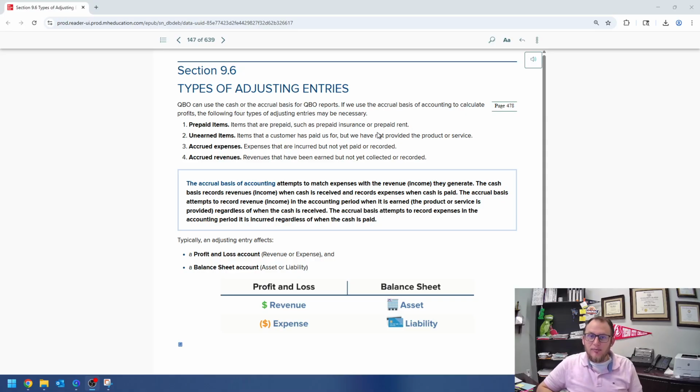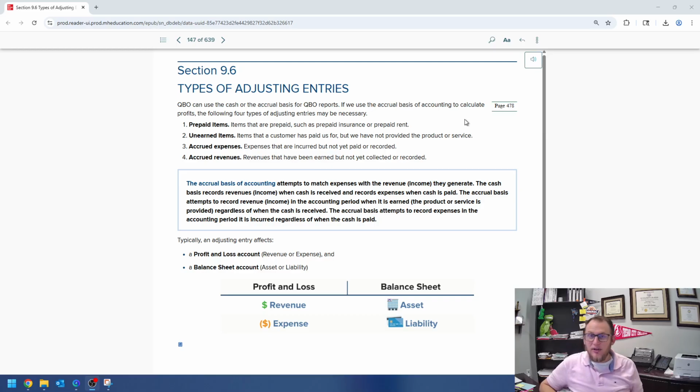So when it comes to adjusting entries in the accrual method, that's where we're going to see some of these prepaid items, the unearned items, and these accrued expenses and revenues. So the prepaid items are a lot of times prepaid insurance or prepaid rent, and so that's where you're paying those expenses up front, whether it's insurance or rent or whatever it is.